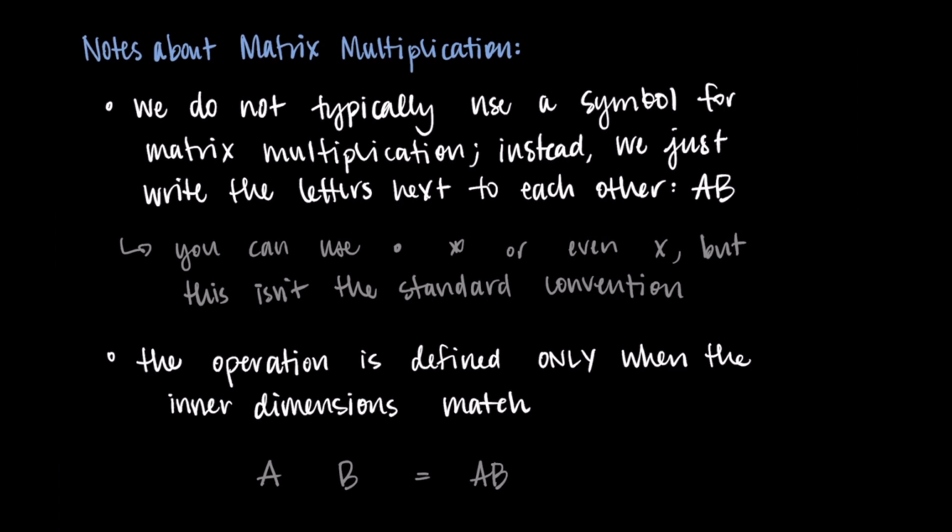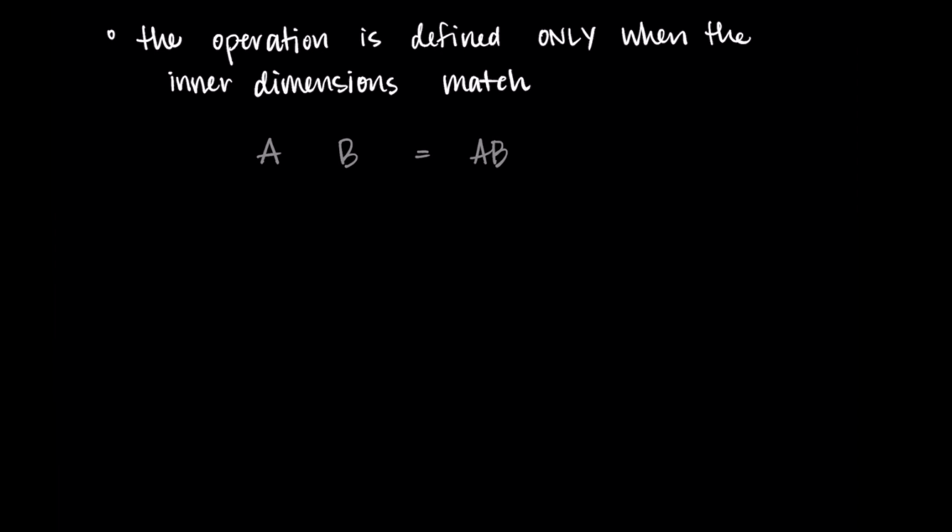Then, as we mentioned, the operation of matrix multiplication is defined only when the inner dimensions match. And I say inner to refer to the ones that are written close together on the inside when we write them out. So if we have A times B equals AB, and the matrix A is m by n, and the matrix B is n by p, those n's on the inside need to be the same in order to even do the multiplication in the first place. Then the resulting matrix will be m by p.